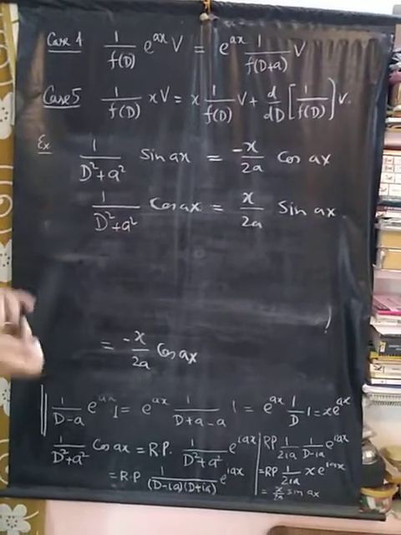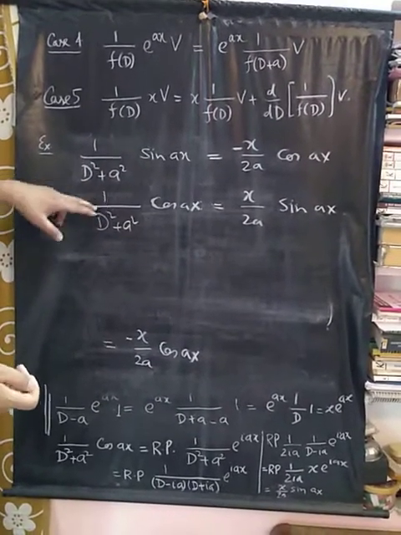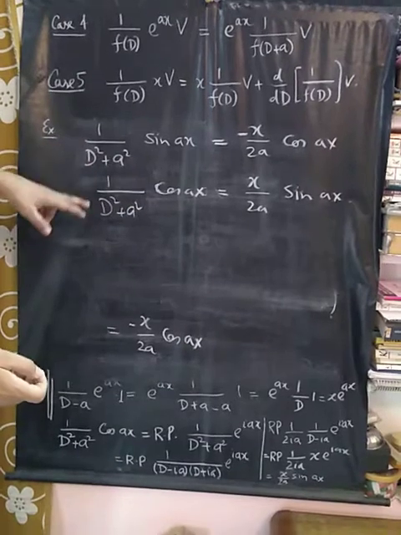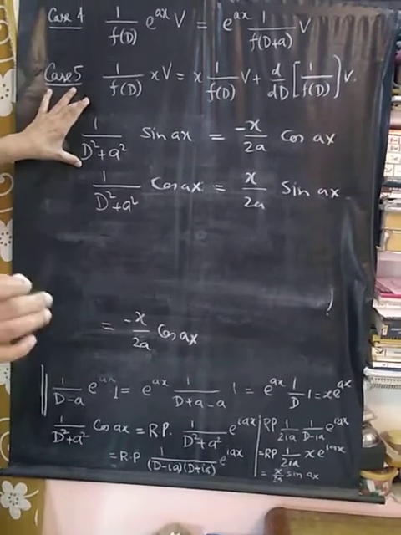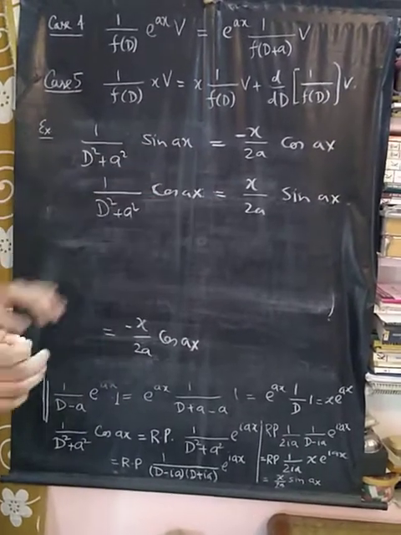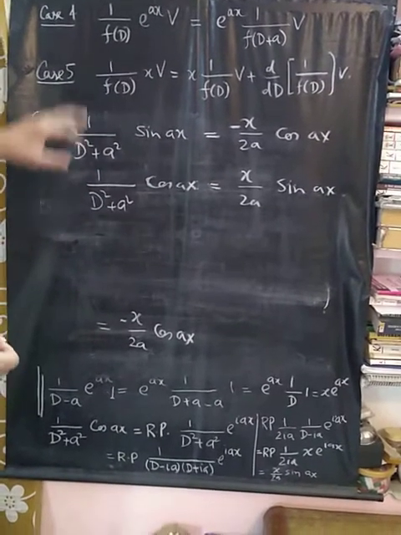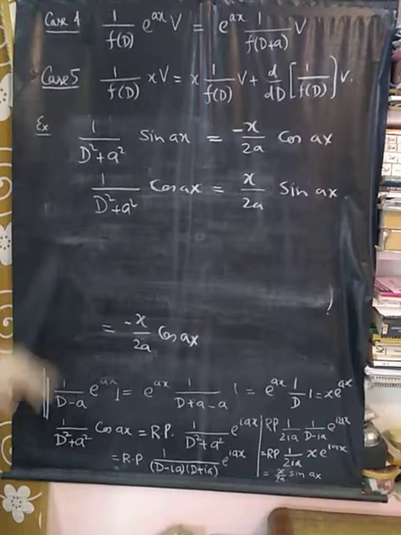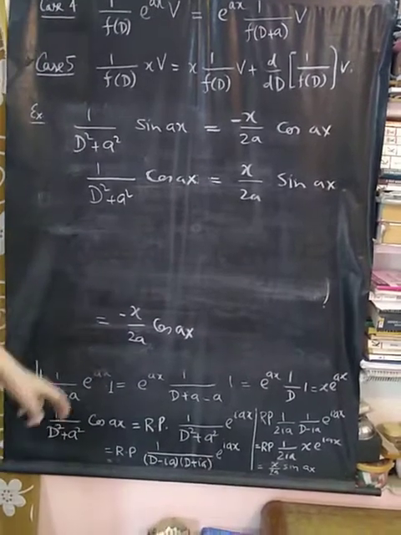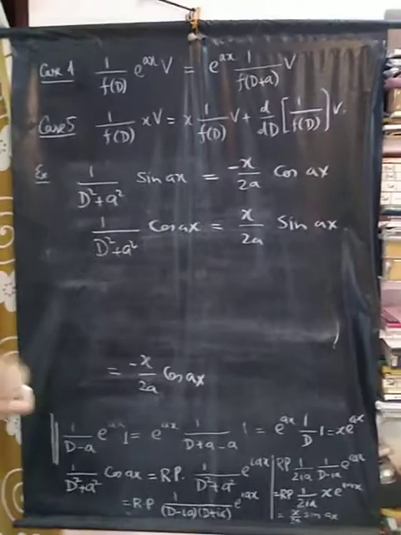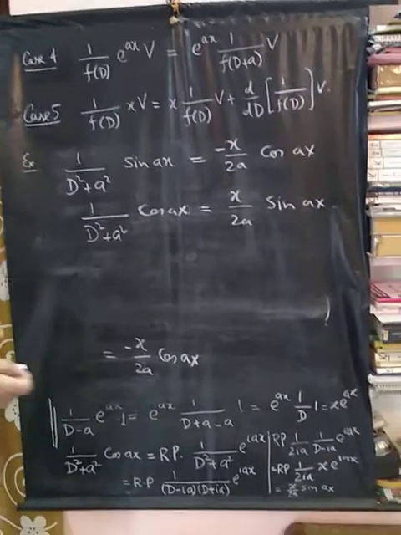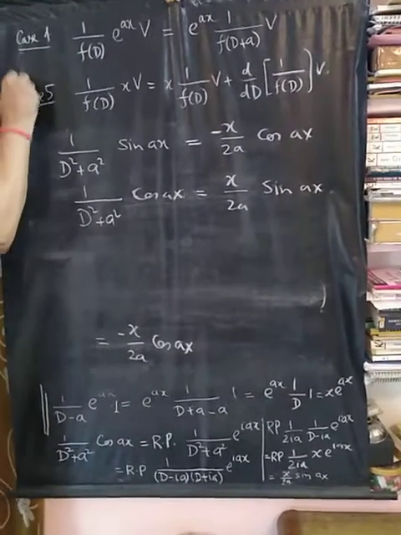So this we need in some problems, these formulas, because case 2 doesn't work here. D square when you put as minus a square, this will give you 0. So you can't get these things using the second case, but using this case 4 and its application, we can find what happens when the particular integral involves terms like this. I give an example of case 5 also.